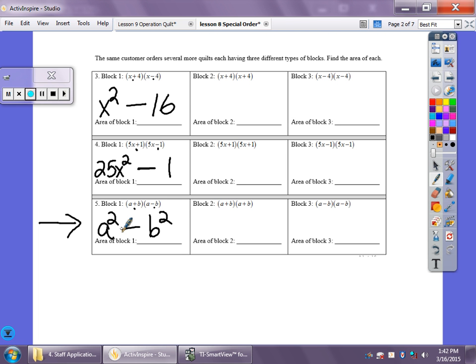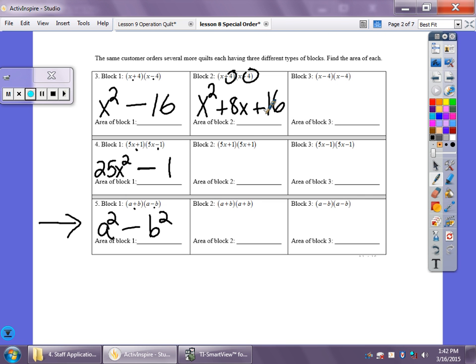Okay, now we're going to focus on the ones where they all add. So you're going to still square the first. You're going to square the last. So x squared, 4 squared. And then I have 2 4s, so 2 times 4 gives me my 8x.